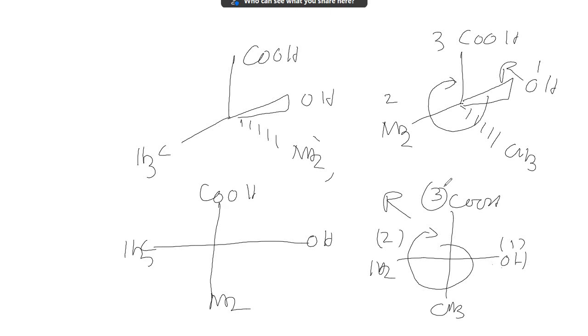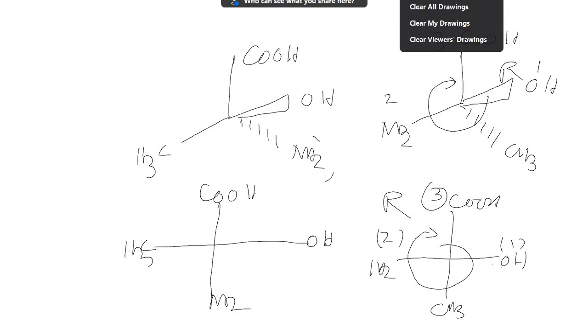In this way the absolute configuration was determined. Okay, now this is about how to find the optical isomer R or S based on an organic compound having a chiral carbon. Next class I will discuss more of it.